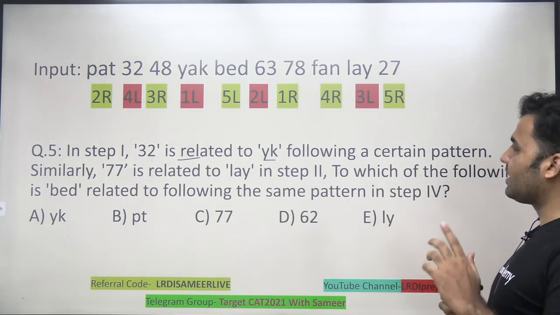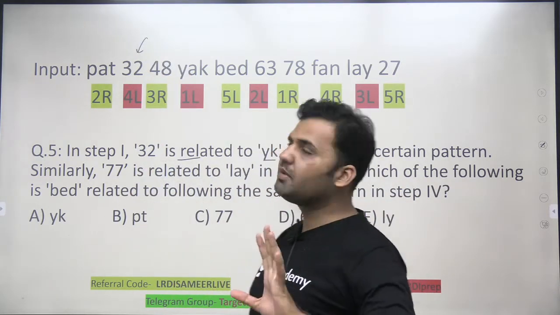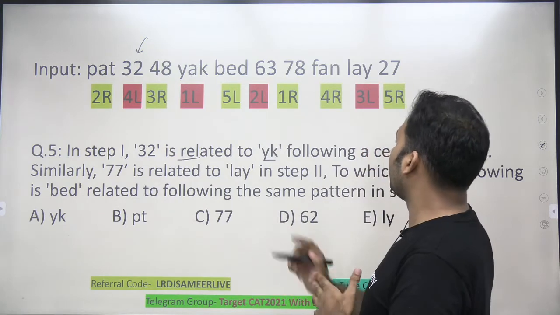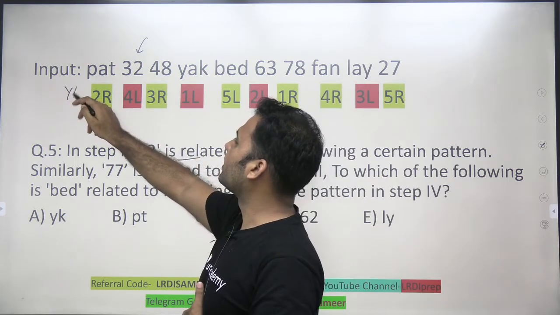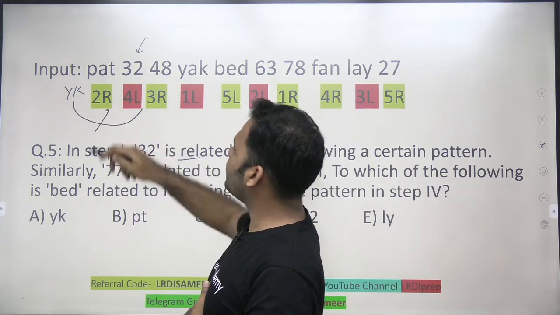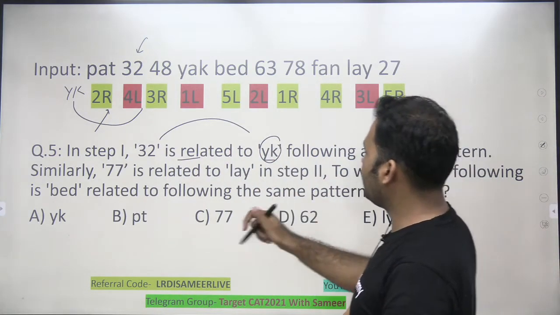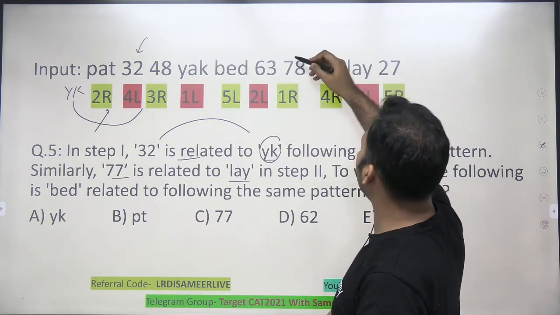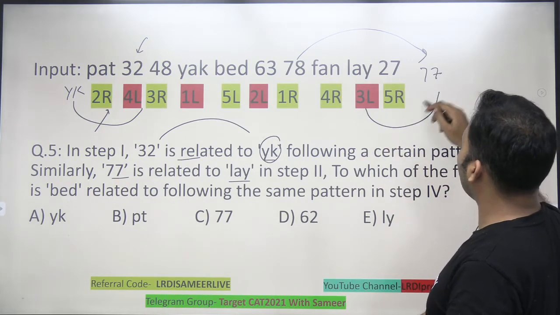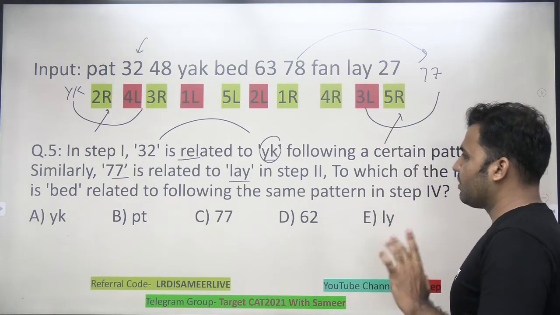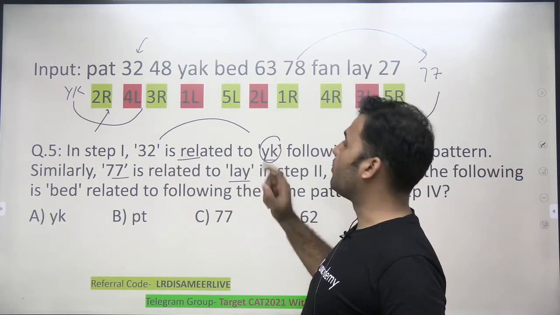Now see that in step 1, if you look at the element 32, in step 1, 32 will not be positioned, 32 will not be ranked. Related to YK, YK is ranked as 1L, so it will be positioned over here. So you see that there's a gap of 1 element between YK and 32 in step 1. And if you look at step number 2, 77 and the word late, 77 will be positioned right over here. And you see that these two elements have a gap of 1 element. So the pattern is that the number is coming on the right hand side of the word.